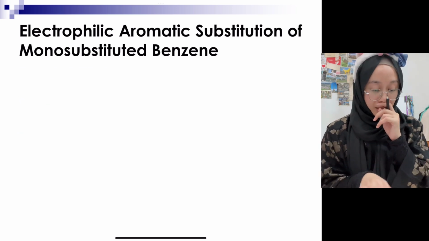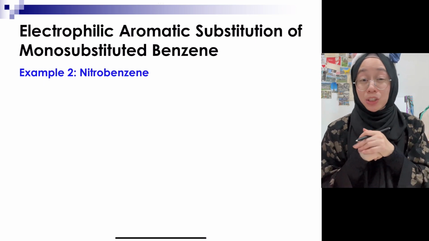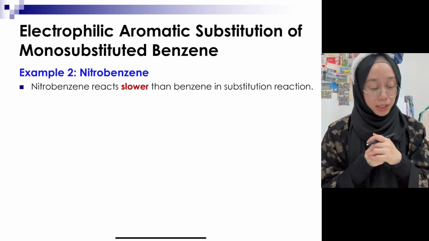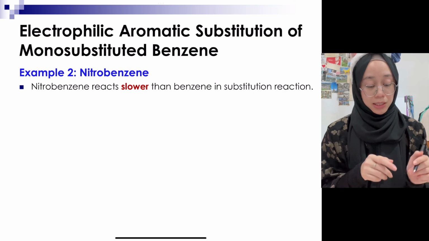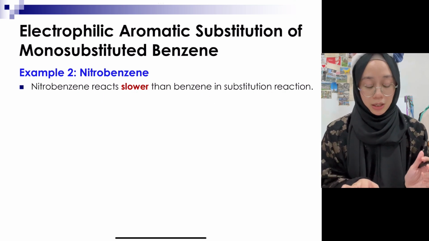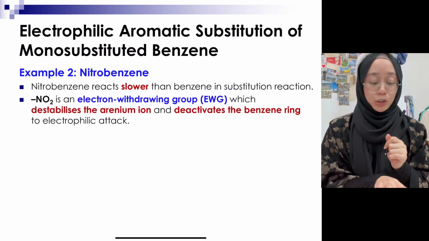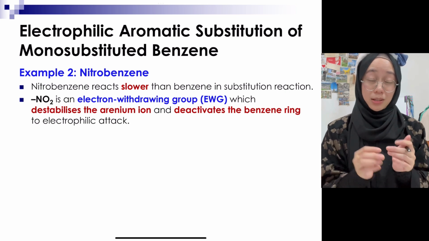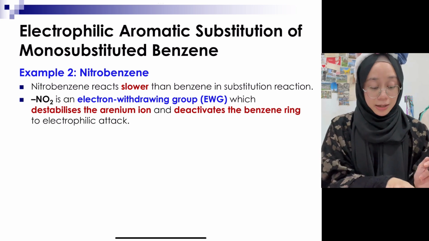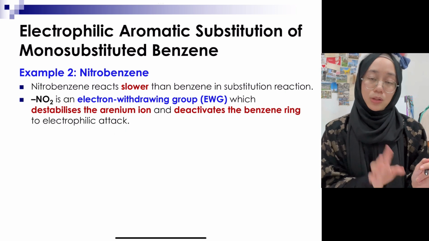Then we look at the second example, nitrobenzene. Now we have a nitro group attached to the benzene ring. Nitrobenzene will react slower than benzene in substitution reactions. So why is that? The nitro group itself is an electron withdrawing group. It pulls electrons towards itself, which means it will destabilize the arenium ion and deactivate the benzene ring to electrophilic attack.